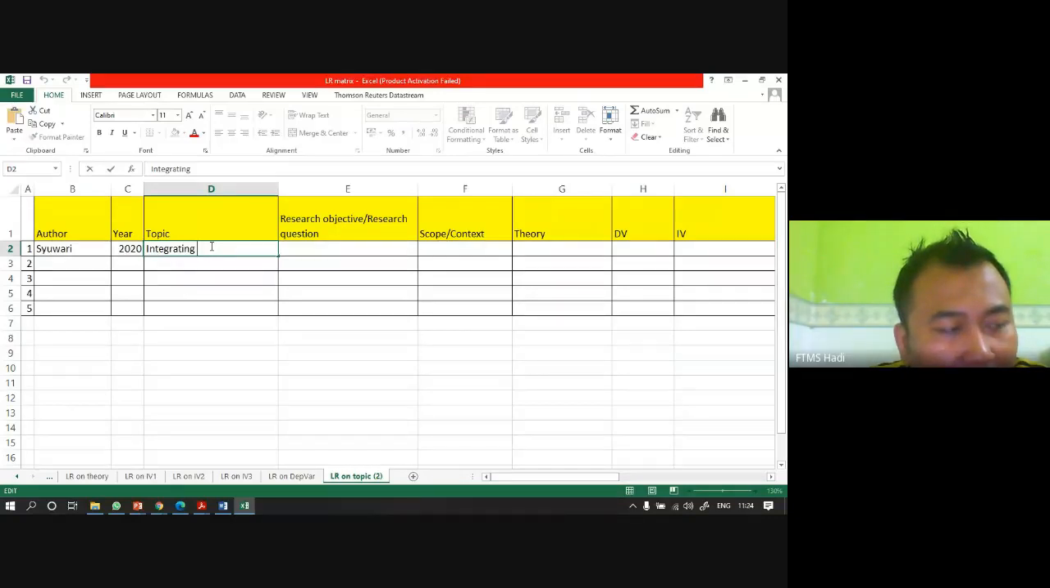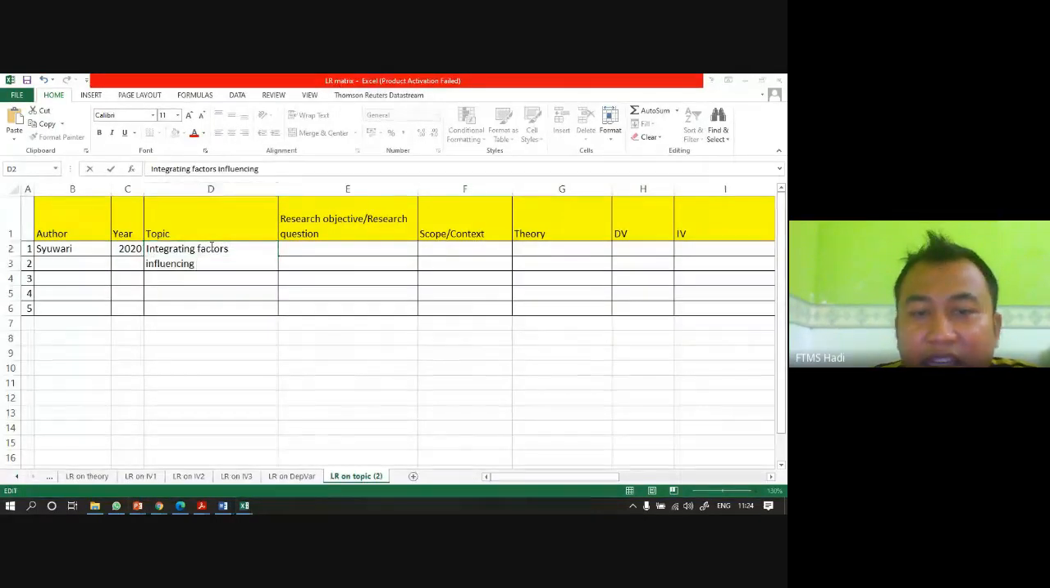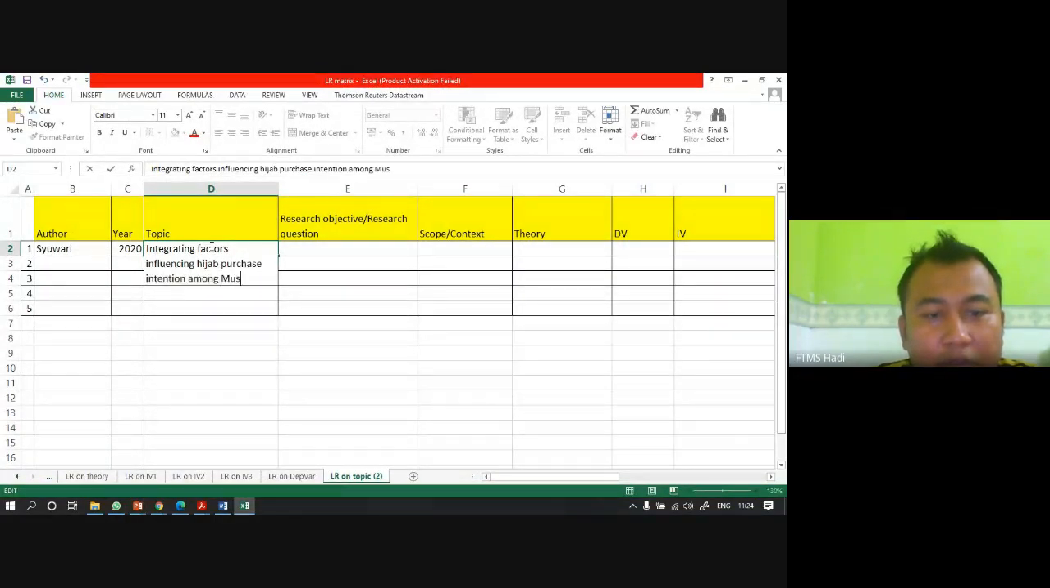Before that, some supervisors might say that doing it in Word is better. For me, I rather use Excel. Later on I will show you why. Some supervisors might say using Word is better, but I rather use Excel, because in Excel you can analyze the table. Integrating factors influencing hijab purchase intention among Muslim women.